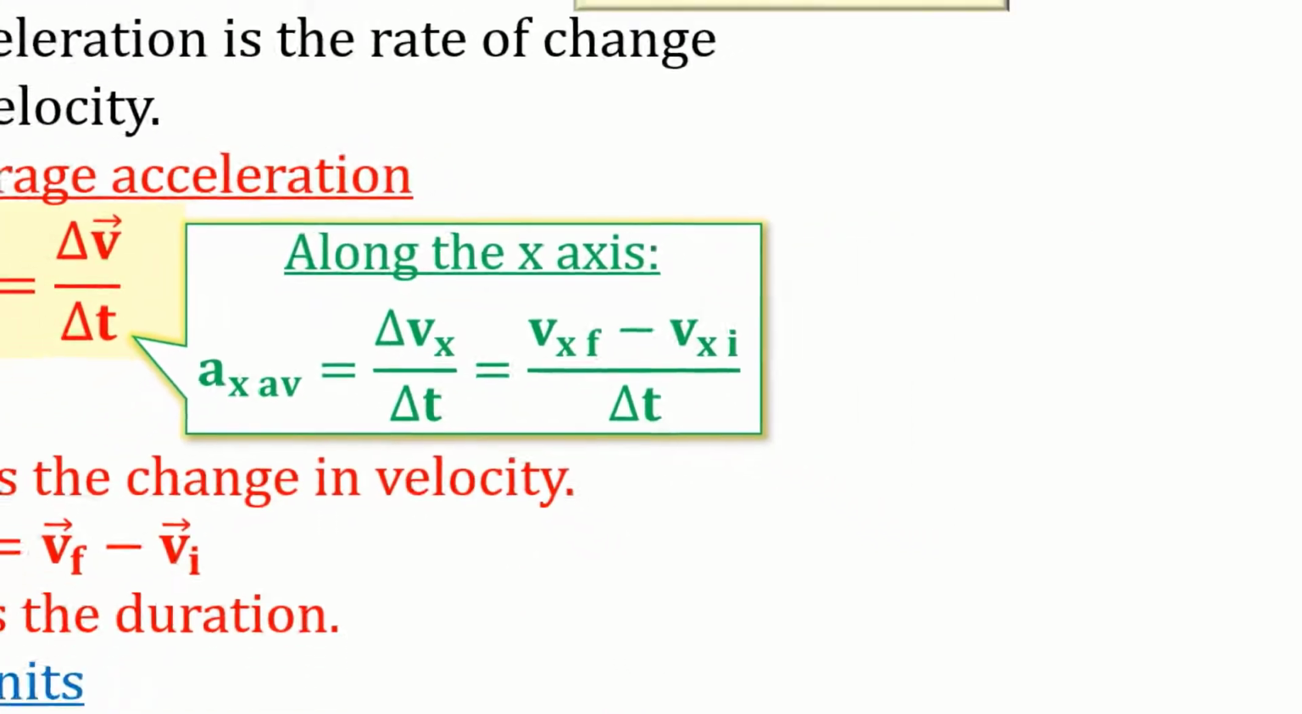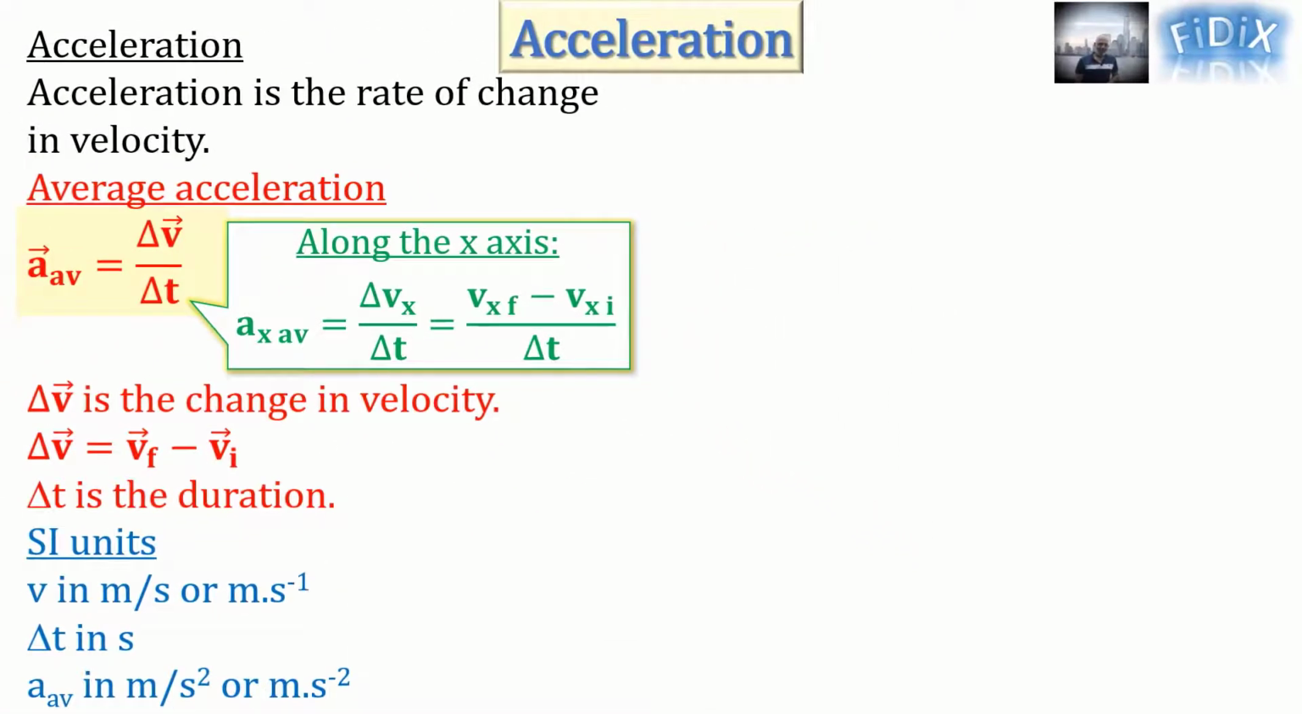In the International System of Units, the magnitude v, or even the algebraic value of the velocity Vx, are expressed in meters per second, the duration delta t in seconds, and the magnitude a_av, or even the algebraic value of the acceleration ax_av, are expressed in meters per second squared.